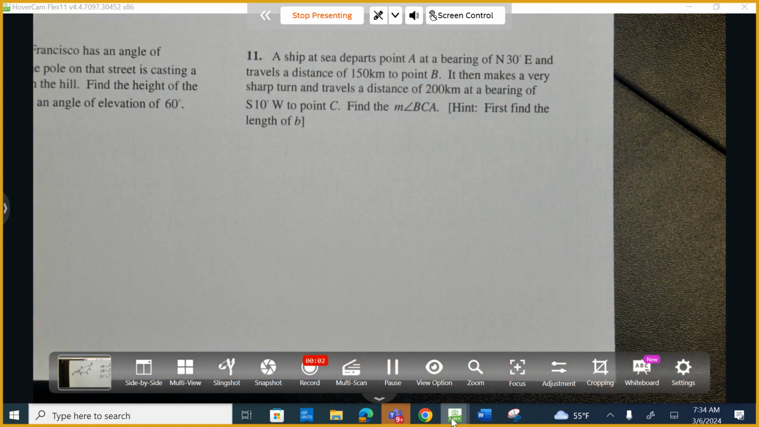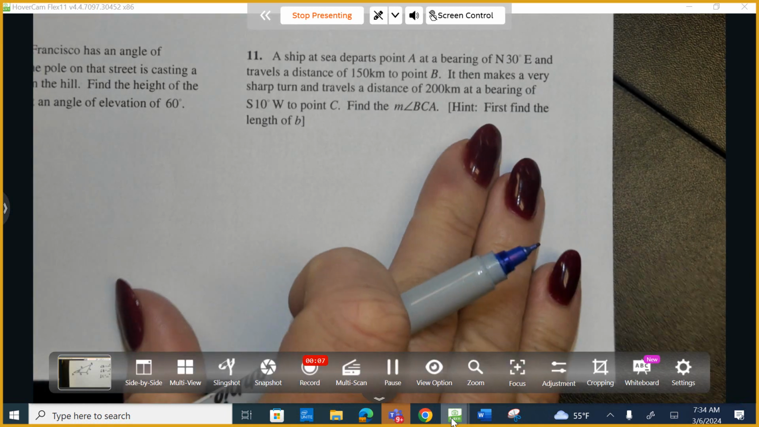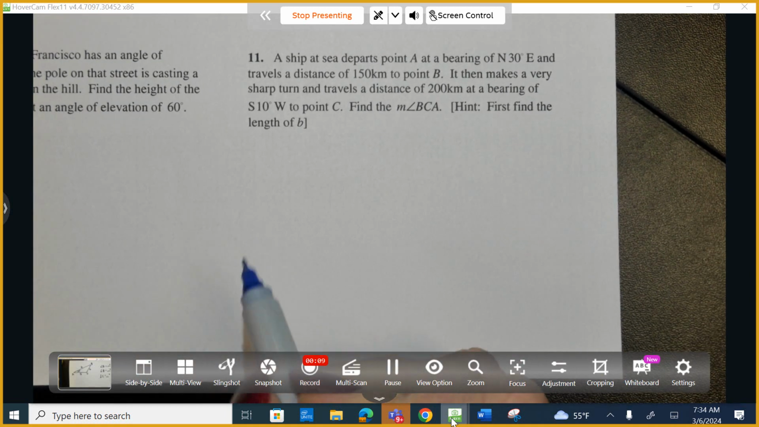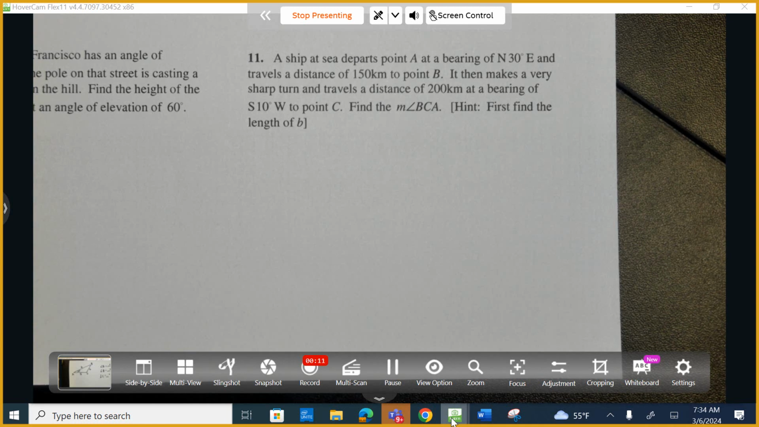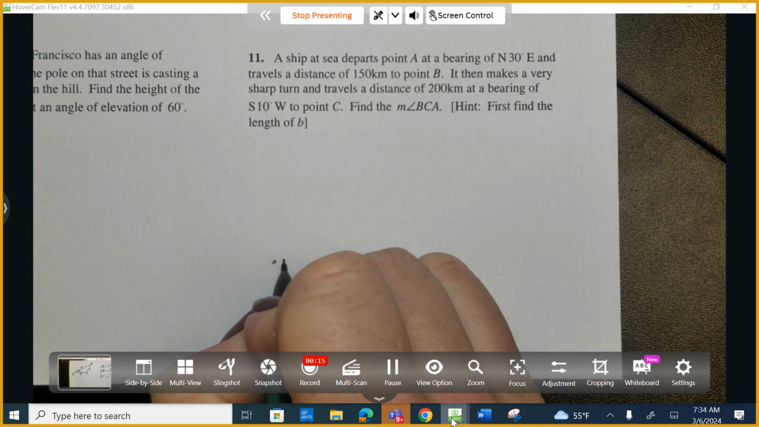Let's look at number 11. A ship at sea departs from point A at a bearing of 30 degrees east of north. So I'm going to draw, let's do a pencil here. This is point A. Okay, so I have point A right here.